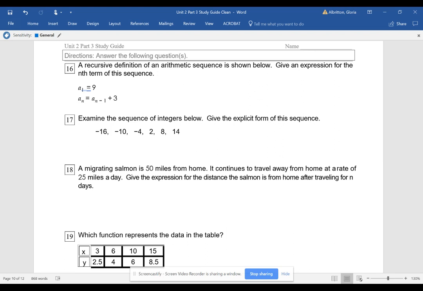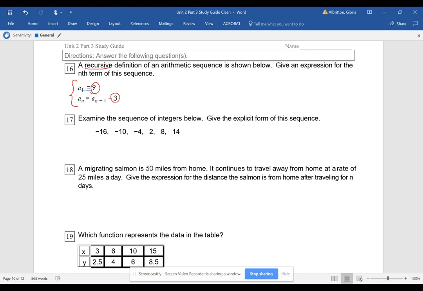Okay, class, we're going to continue with Unit 2, Part 3 Study Guide. So here we're starting with some arithmetic sequence work, and they're asking about a recursive definition. So we know what the recursive formula is, and we know that it's two parts. The first part is going to be your first term, and the second part is going to be your formula with the common difference. So 3 is the common difference, 9 is the first term.